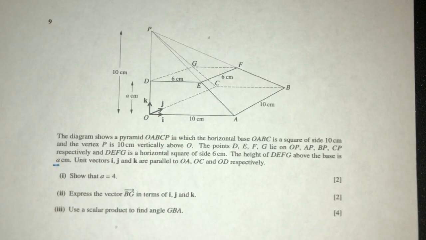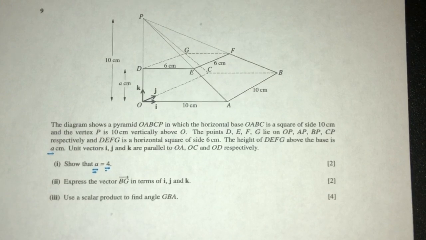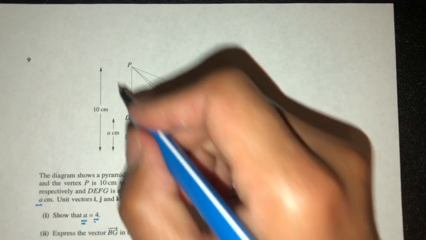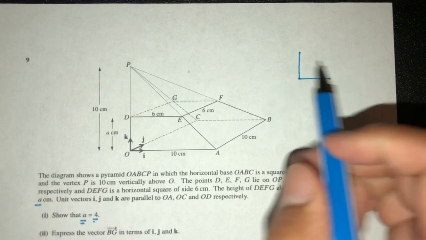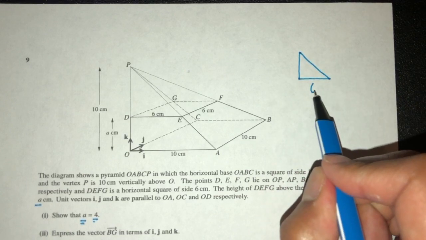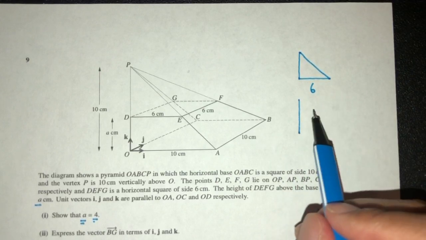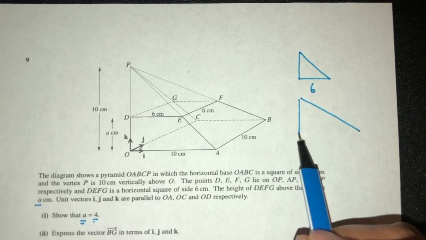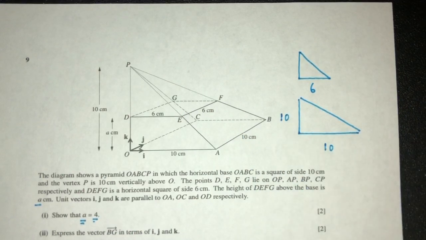Okay, now let's move on to the questions. So what do we need to find here? We have to show that A is 4. So how do you find this? We have to use similar triangles. Because if you take out, let's say, the small triangle first, it is 6, right? And let's take out the big triangle, for example. This is 10, and this is 10. But now again, we already know they are similar. That's the first base we have to know. Because they are similar, we can use this trick.